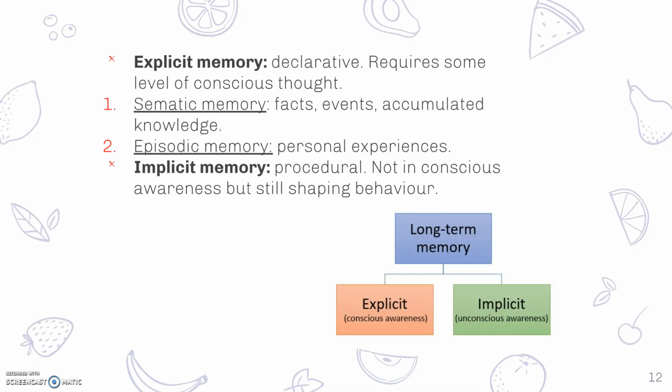So yeah, like I said, it doesn't take into account all the parts of long-term memory. Some that's been suggested is, for instance, explicit memory, which is declarative. It requires some level of conscious thought. And this is, of course, then divided into two: semantic memory, which is facts, events, accumulated knowledge, and episodic memory, which is personal experiences, usually remembered as events. And then we have the implicit memory that's not in conscious awareness, but it's still shaping behavior as it's very procedural. The multi-store model of memory doesn't address this at all.